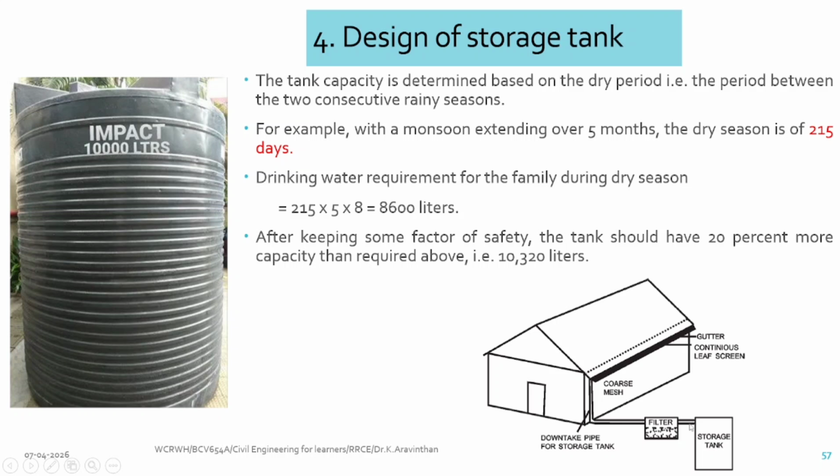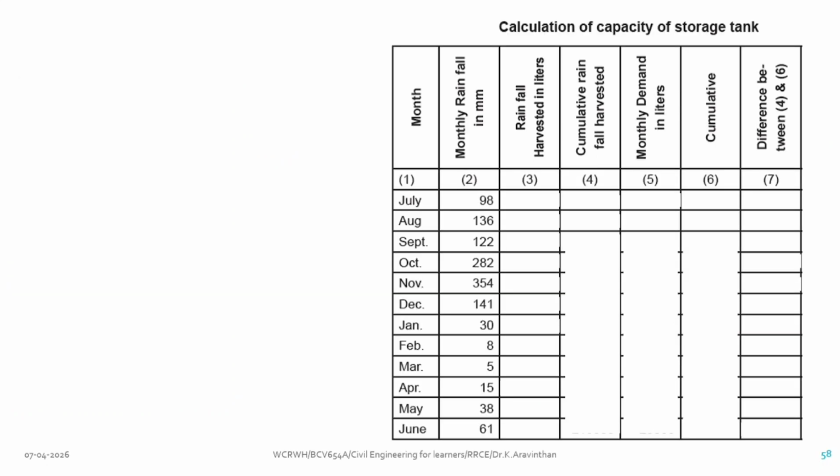After the filter, you can take it into a pipe and you can store. During the dry days, this water can be used for drinking purpose. Now I am using it for domestic purpose. In that case, you can calculate the storage tank capacity. Now for domestic purpose we need 135 liters per day. Let us do this calculation.